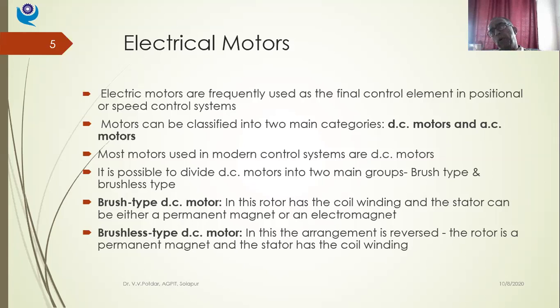Like, suppose, we already studied the hydraulic turbines. If we are talking about a Francis turbine, let us say.